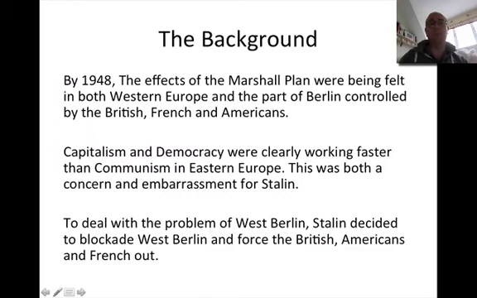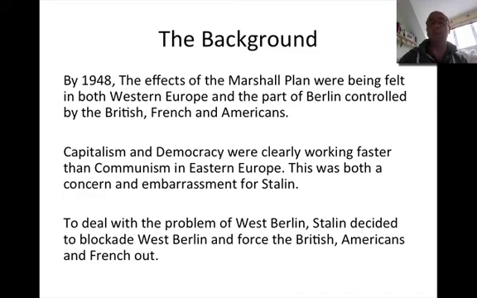The background then. By 1948, the effects of the Marshall Plan were being felt in both Western Europe and the parts of Berlin controlled by the British, the French and the Americans. Capitalism and democracy were clearly working faster than communism in Eastern Europe. This was both a concern and an embarrassment for Stalin.